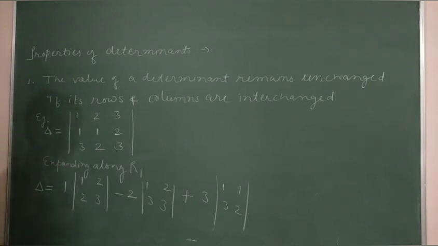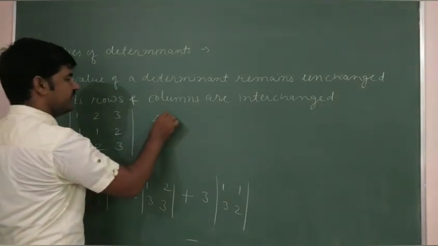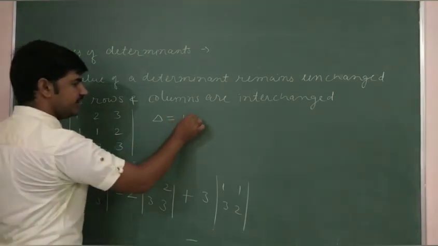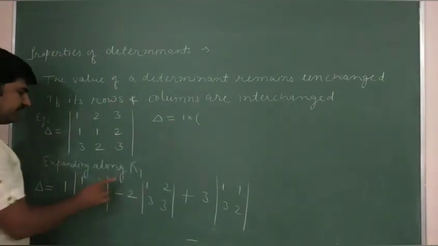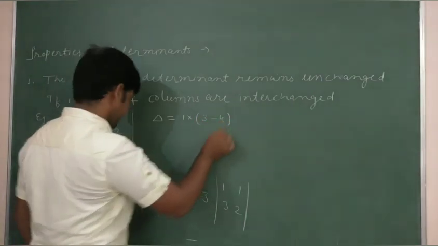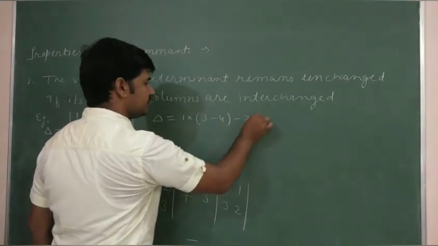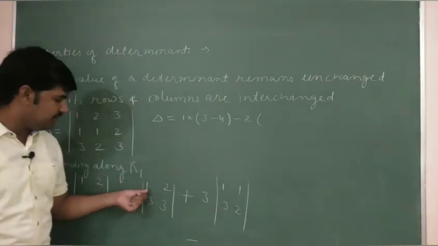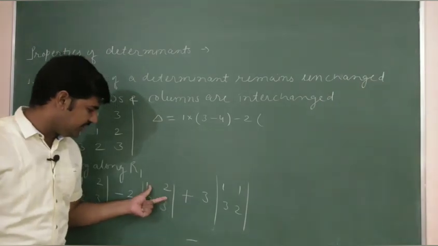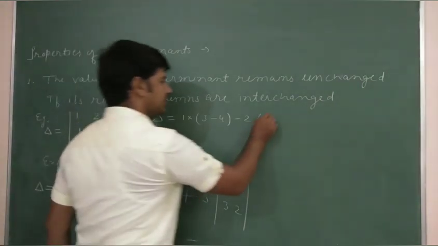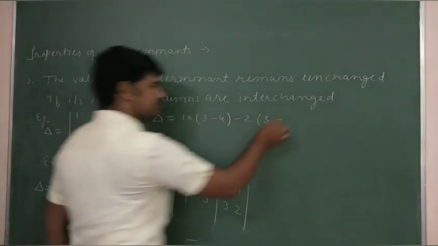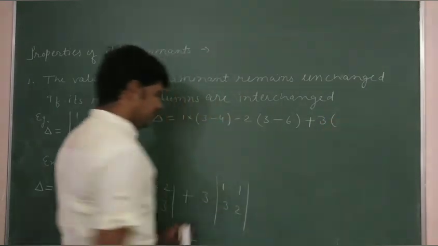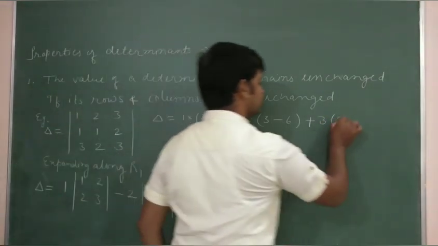Let us simplify, students, and get the value of this particular determinant. So we get del is equal to 1 times this particular determinant, so I can write here 1 times 3 minus 4, and then minus 2 times the value of this particular determinant of order 2, which is 1 times 3 minus 3 times 2, which is 6, and then plus 3 times, here we get 2 minus 3.